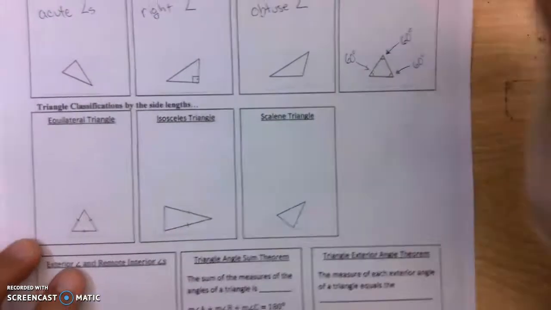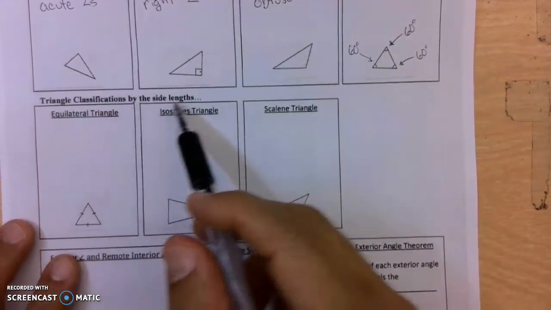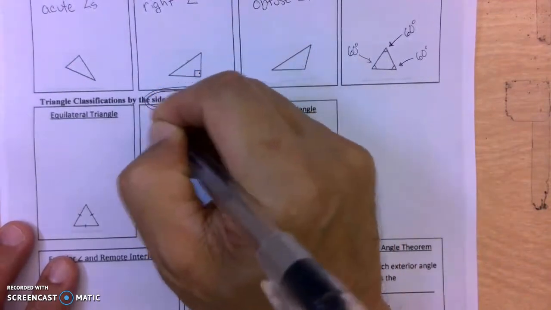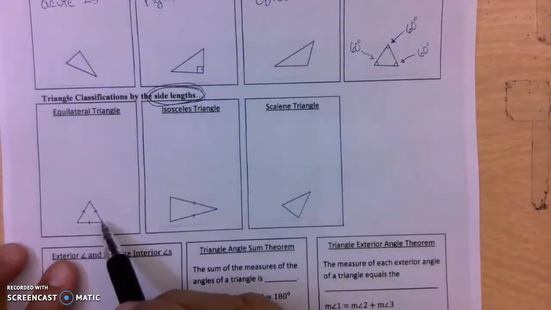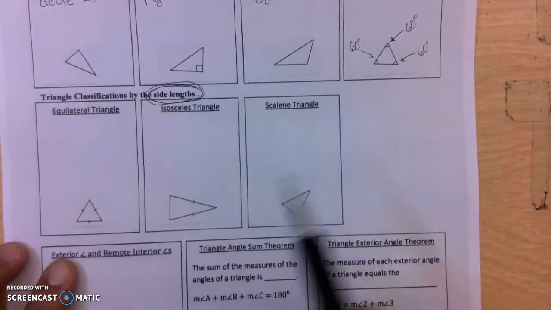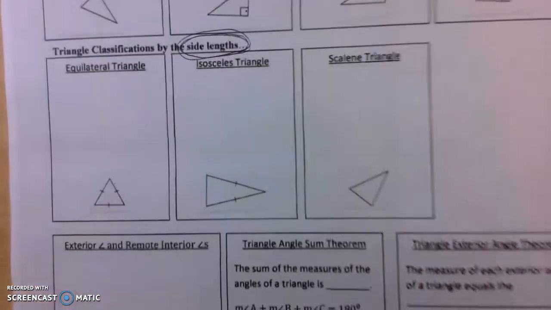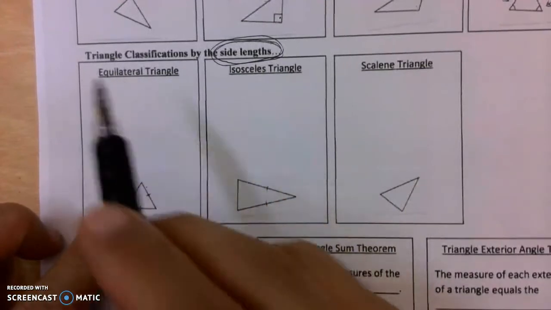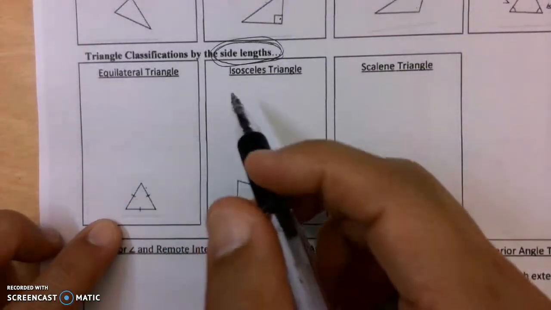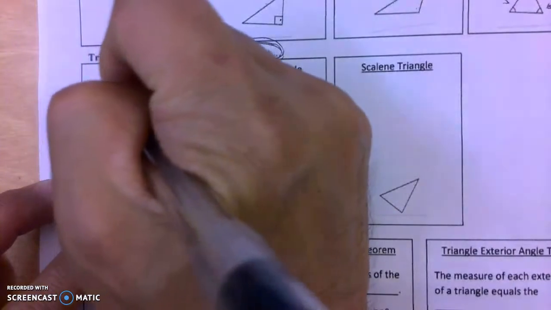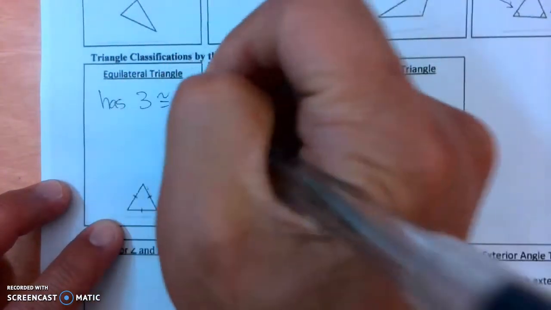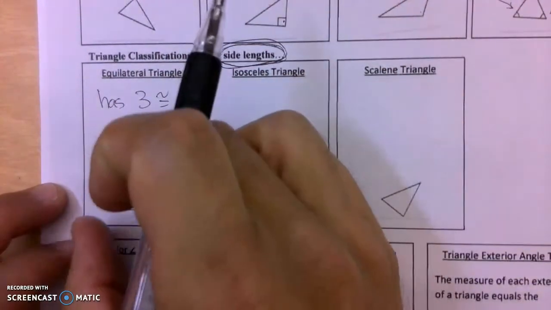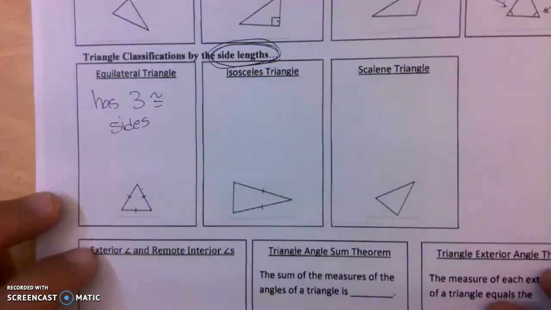This next row here is classifying triangles by the length of their sides, by the side lengths, okay? So we're not really caring about the angle measurements. We're talking about the side lengths. Equilateral: equi means equal, lateral means side. Equilateral triangles have three congruent sides. So tick mark, tick mark, tick mark. It could be 3 inches, 3 inches, 3 inches.